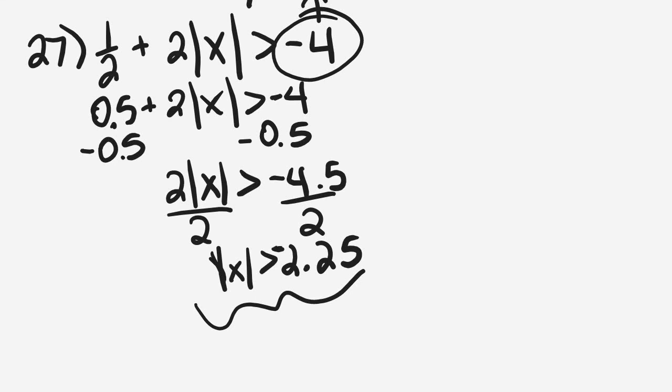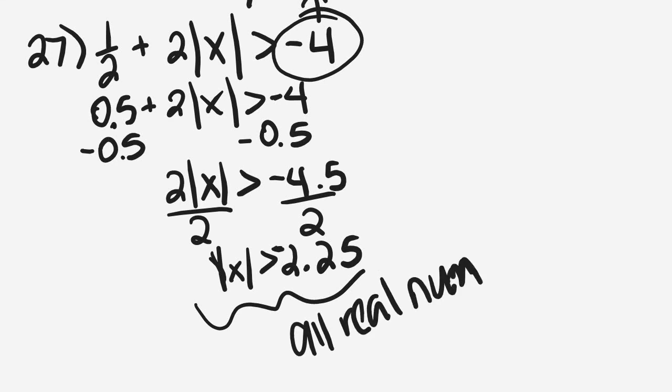Here's the negative. So we have absolute value is greater than a negative distance. Well, any distance is greater than a negative distance because you can't have a negative distance. So the answer here is all real numbers. So double stick R if you would like to write it. There it is.